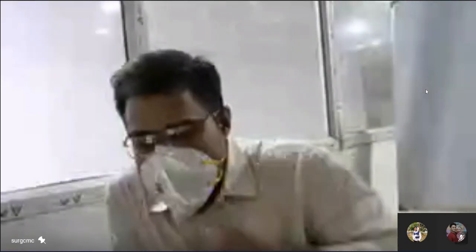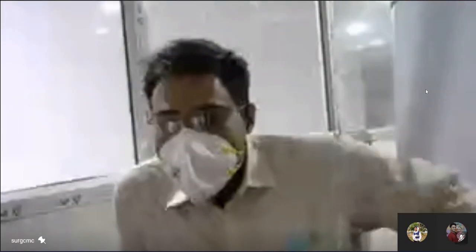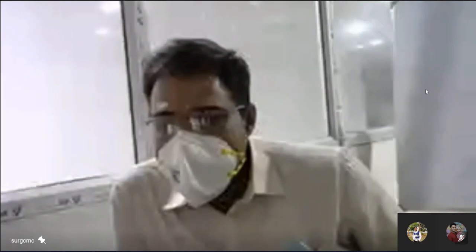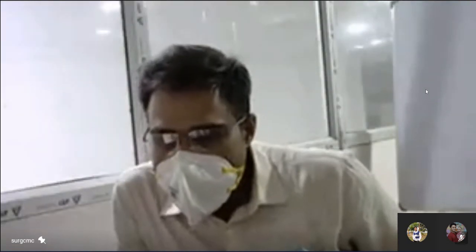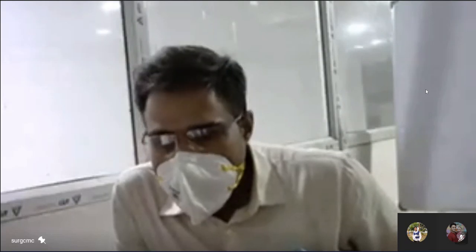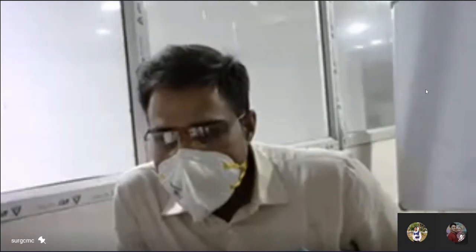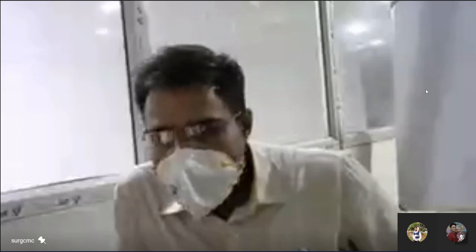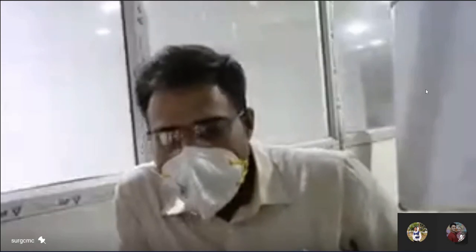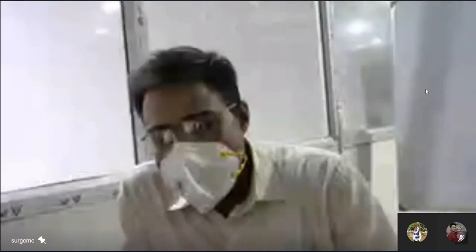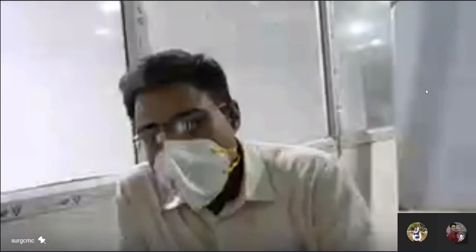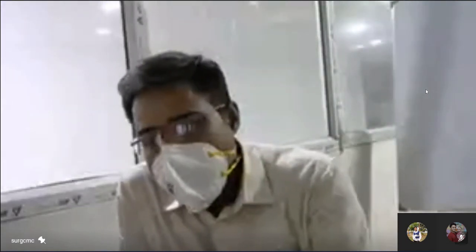Orchidopexy, or orchiopexy, is a surgery of bringing the testis down to either the root of the scrotum or the bottom of the scrotum, if that is possible. In that case, we release all the adhesions like the gubernaculum and certain structures that will pull the testis up, and after lengthening of the structures without compromising the testicular vascularity, the testis is brought down.